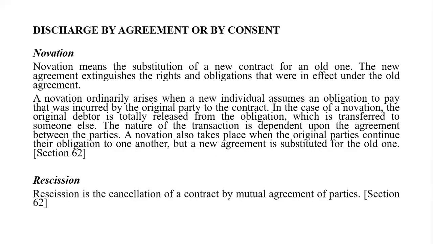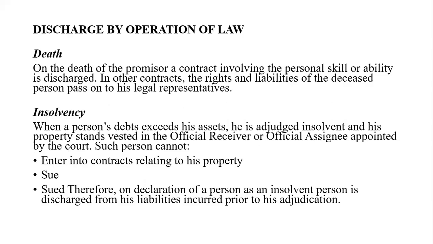The first one was a discharge by performance. Now, discharge by law. So the first one is the death. On the death of the promisor, a contract involving personal skill or ability is discharged. Like in other contracts, the rights and liability of the deceased person pass on to his legal representatives. So if a promisor or promisee dies during a contract and such contract possesses personal capacity or skills, then such contract will be discharged because no one will perform such performance on behalf of such promisor or promisee. But if it is not related to personal skill or capacity, then it will be enforceable by their legal representatives.